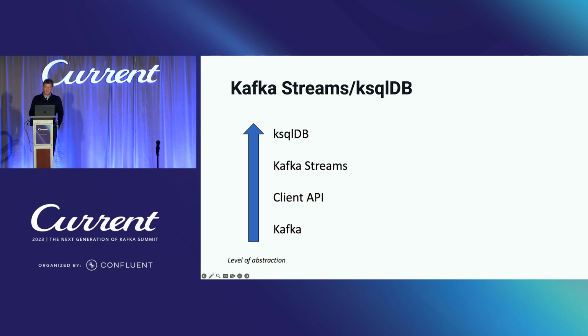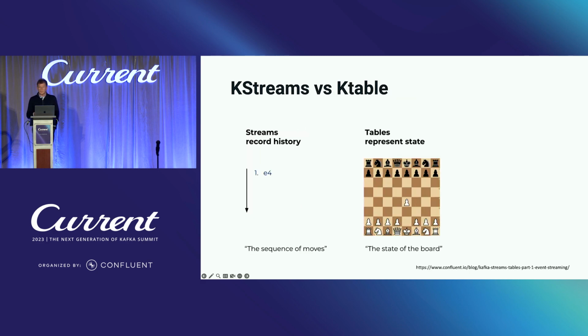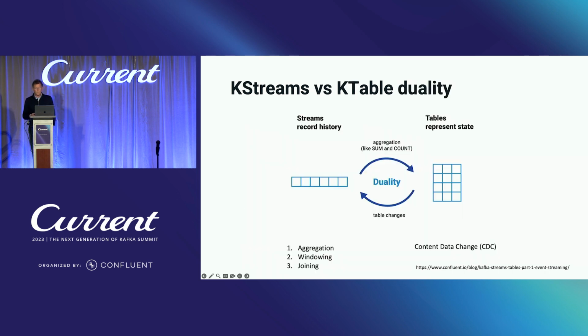So the Kafka stream processing levels of abstraction are the Kafka client API, Kafka Streams, and KSQL DB. One important thing to know is the difference between KStream and KTable, right? A KStream is a sequence of moves. It provides immutable data. Once it's in the topic, you cannot change it. And a table provides mutable data.